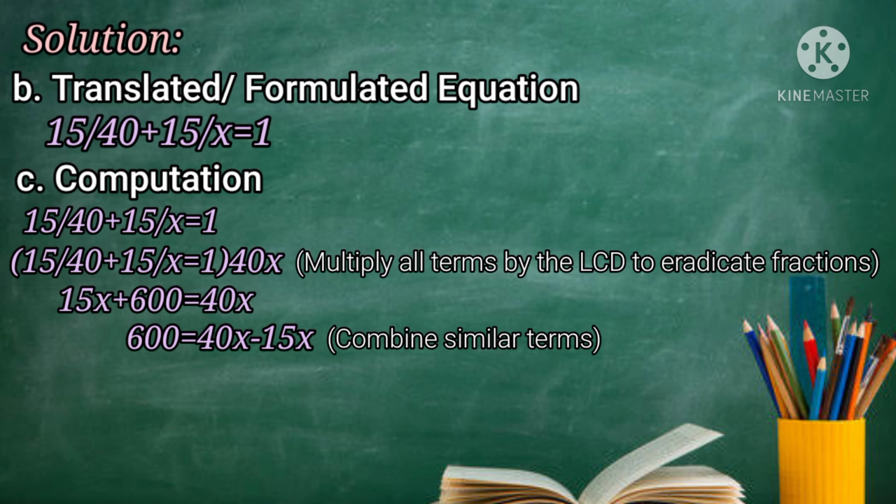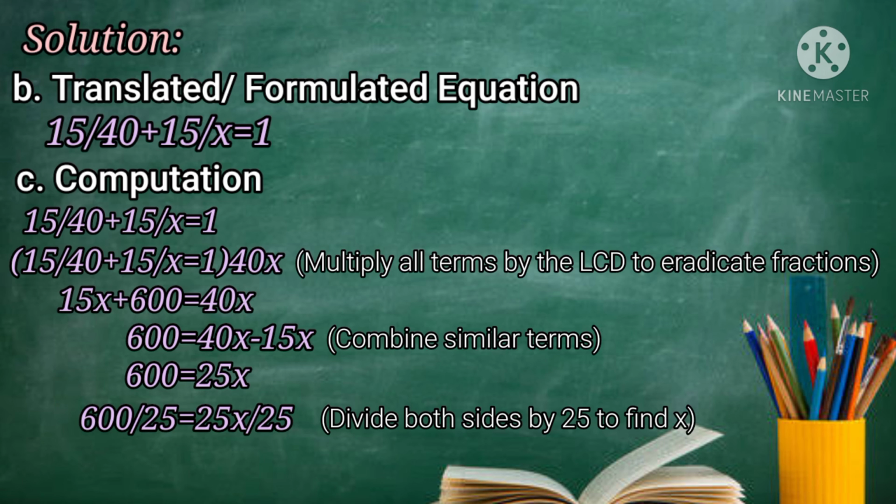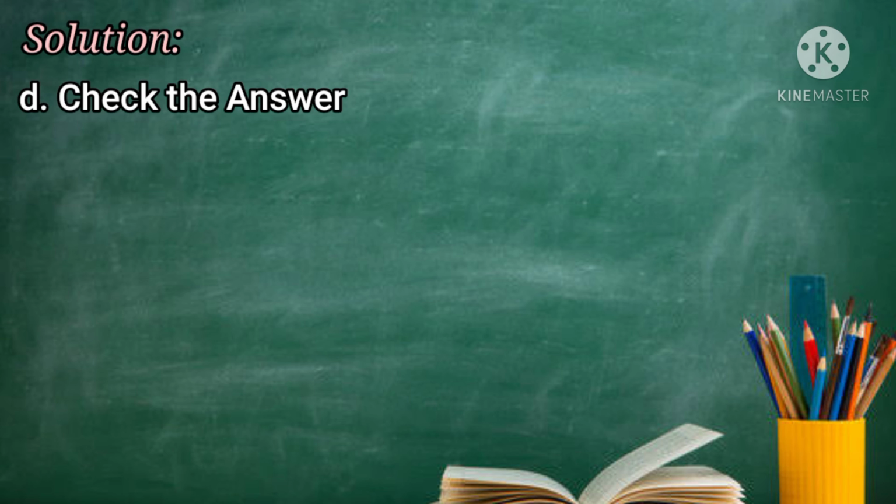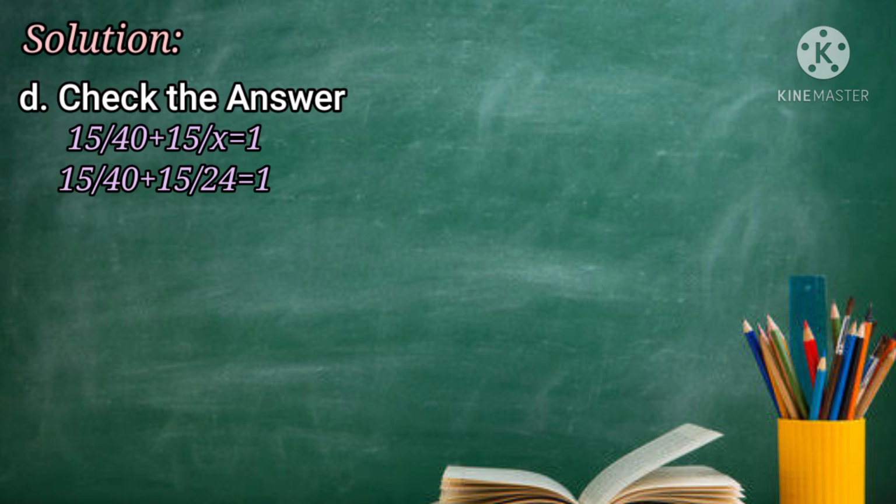And we're going to solve this again. 600 is equal to 25x from 40x minus 15x. So to get the value of x, we divide both sides by 25. So x now will be equal to 24 minutes. Our last step is to check our answer by substitution method. So we have 15 over 40 plus 15 over x equals 1. So we substitute the value of x now, which becomes 15 over 40 plus 15 over 24 equals 1.